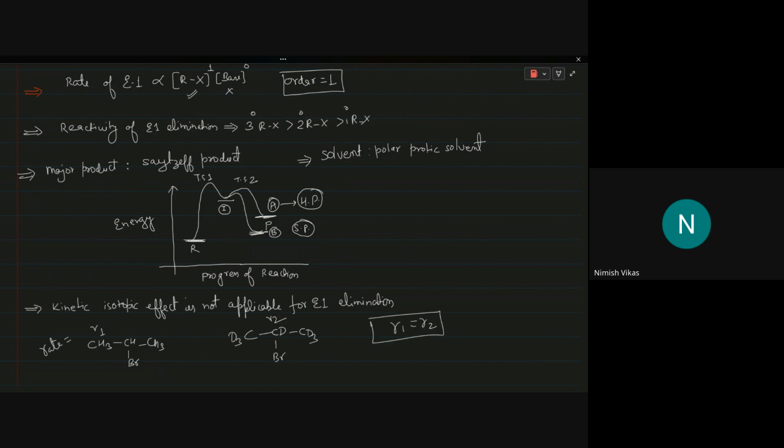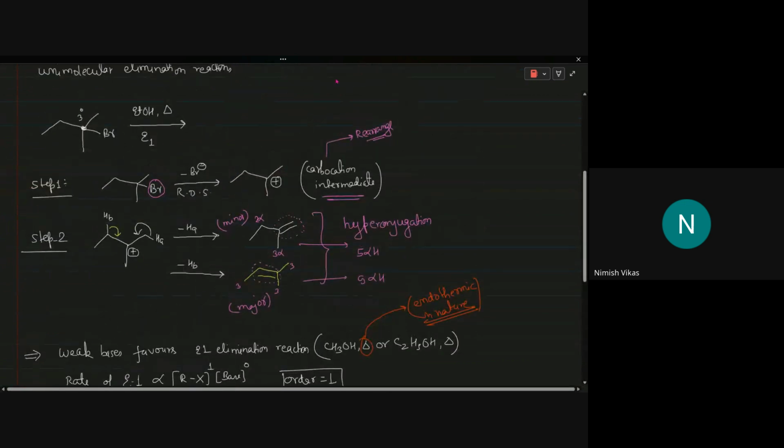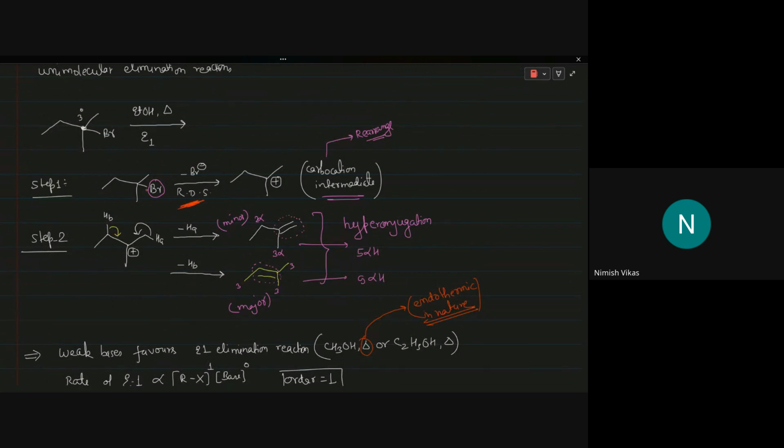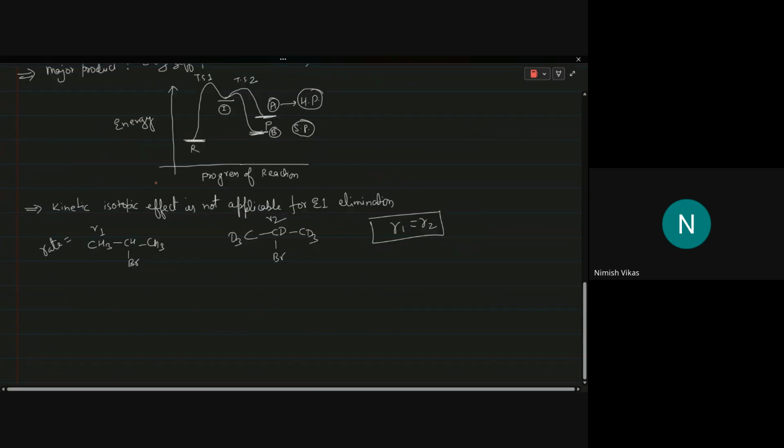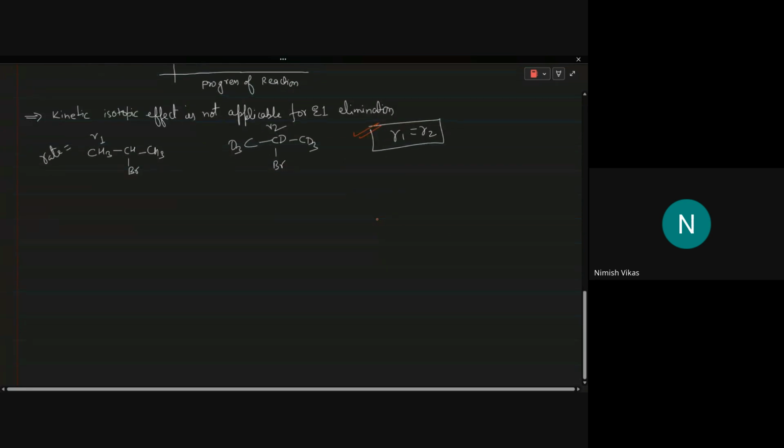Why is it so? Because you can see, this was the RDS of the reaction, sir. In the RDS, there is no abstraction of hydrogen. There is only the removal of the halogen. So the halogen is the same in both cases. That is why the kinetic isotopic effect is not applicable over here. Is this point clear for everyone? Yes, sir. Okay. So we will solve one or two questions based on this, and then we will quickly proceed to E2 elimination.